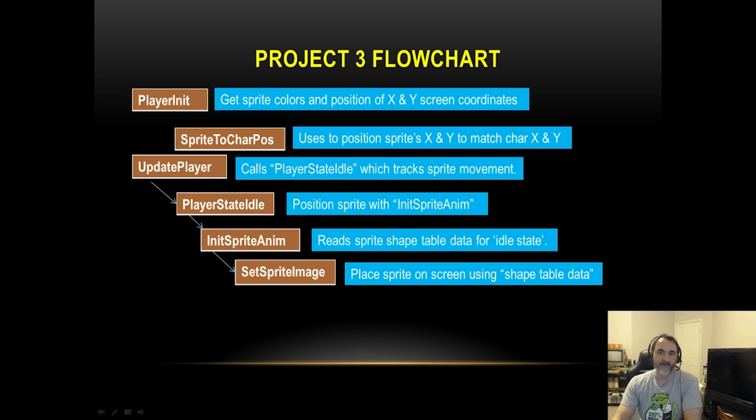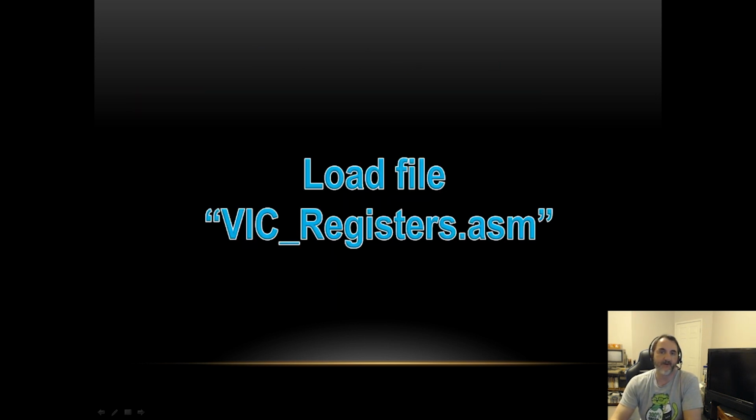And here's the Project 3 flowchart. You can see in this series we've actually added the player init, and this player init includes the sprite to char POS, and we've added update player, which actually springs off to another subroutine player state idle, which you saw in the last video, but we're adding more stuff to that file now. And then inside of there, we're calling init sprite anim. Like I said, we're not going to do any animation in this, but this is needed to get the sprite placed on the screen for now, which is what the set sprite image does. And here's the VIC registers, of course.